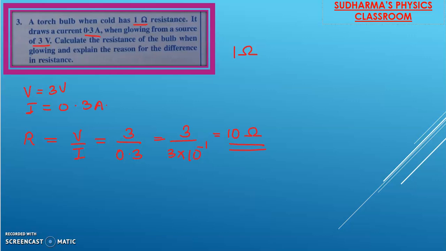We are not changing the material. It's the same bulb giving different resistance values. So now we have to explain the reason for this difference in resistance. It's increasing the resistance, right? So the reason for that is there is a change in the temperature.